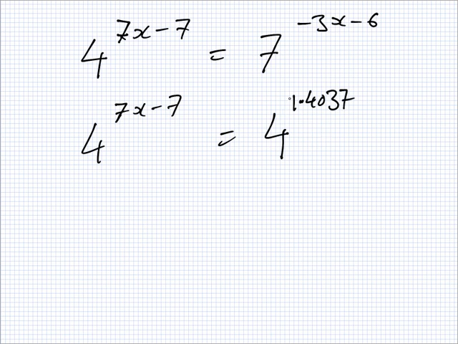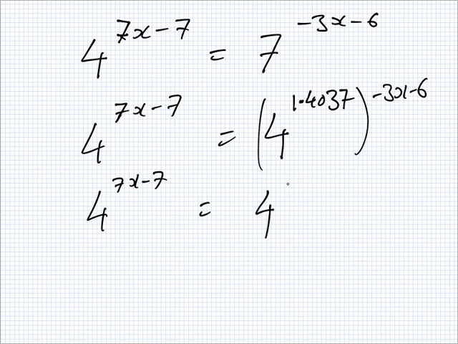Okay. Minus 3x minus 6. Now we'll have to multiply out the powers. So can you just do that number times 3 and then times 6, please? So it'll be minus 4.211x minus 6 times it. So that's about 10.8.422.